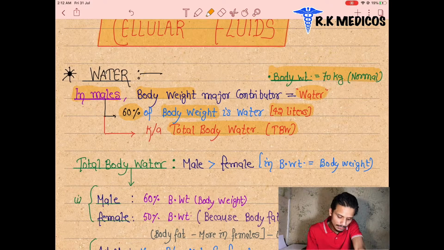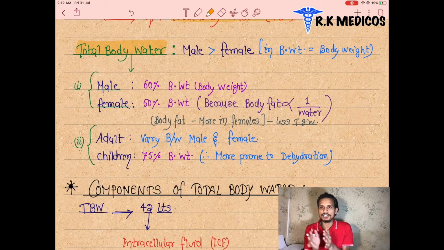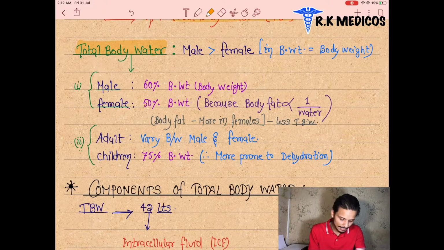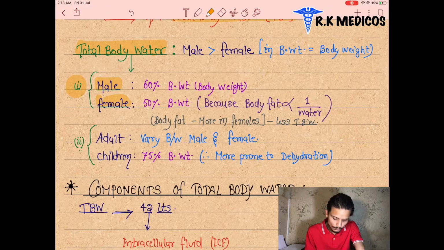Now we are going to see total body water in special age categories. Before age categories, we are going to see it on the basis of gender, either male or female. So we can see in male or in female. This is the first category here. In the first category, in the male, 60% of body weight constitutes water.